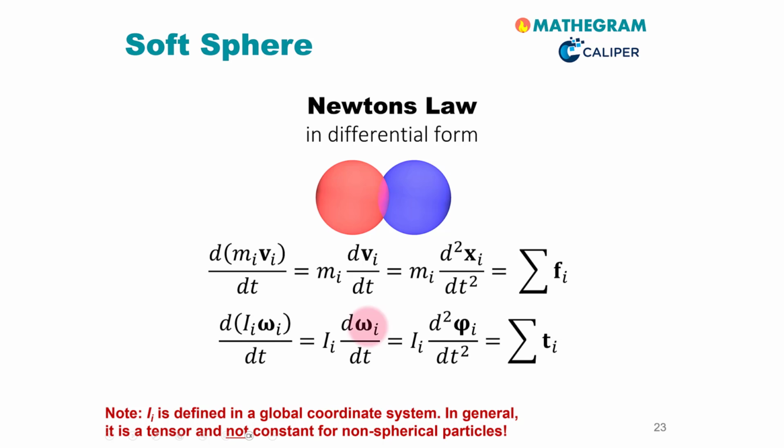Again, we can replace here the angular velocity with the time derivative of the angular position. It's not very important here. The important part is, again, we just have to sum up all the torques to calculate these time derivatives, and in short, the soft sphere method relies on a straightforward evaluation of Newton's second law by computing first forces and torques and then integrating it.